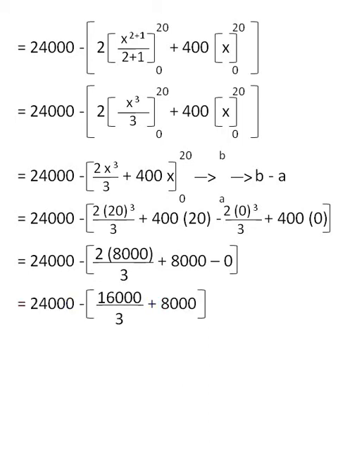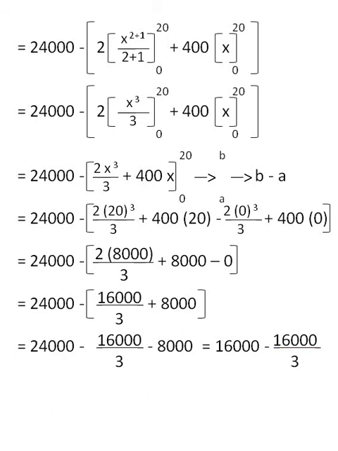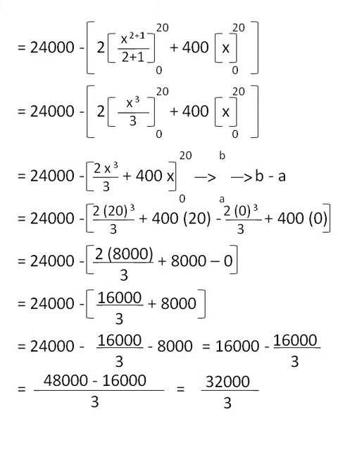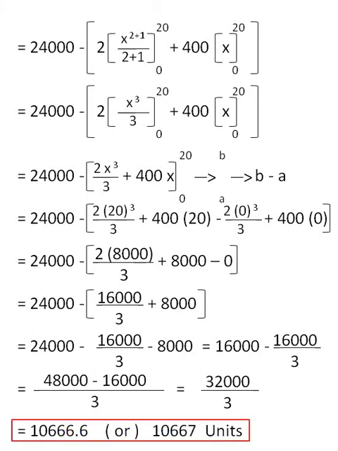On solving further, 24,000 minus 2 into 8,000 is 16,000 by 3 plus 8,000. Now multiplying with minus first, 24,000 minus 16,000 by 3 minus into plus minus 8,000. So first you can subtract 8,000 from 24,000, which gives you 16,000 minus 16,000 by 3. On taking LCM you get 48,000 minus 16,000 by 3. On solving you get 32,000 divided by 3, which gives you 10,666.6, or rounding off, 10,667 units.